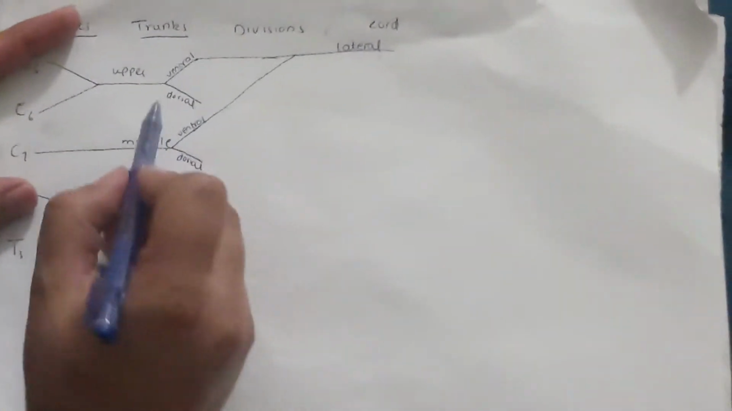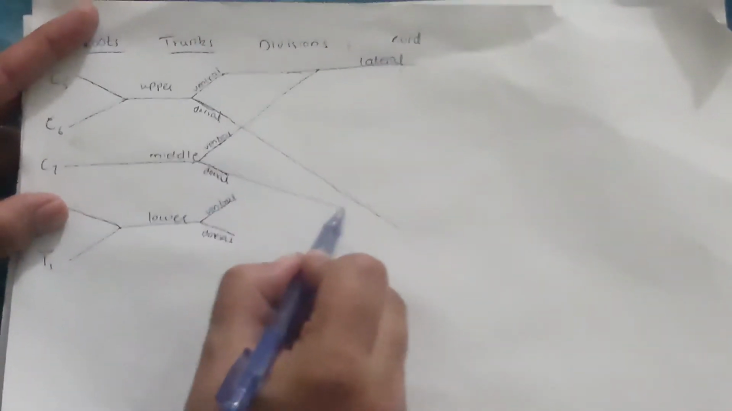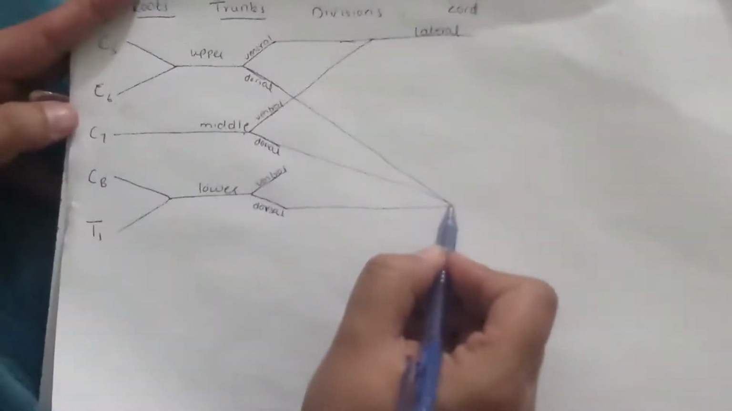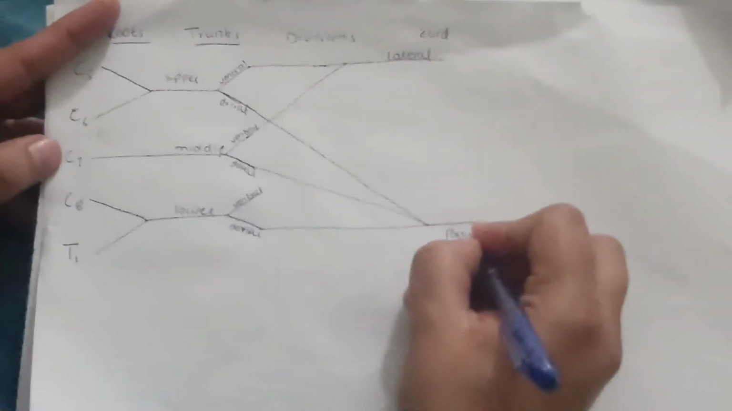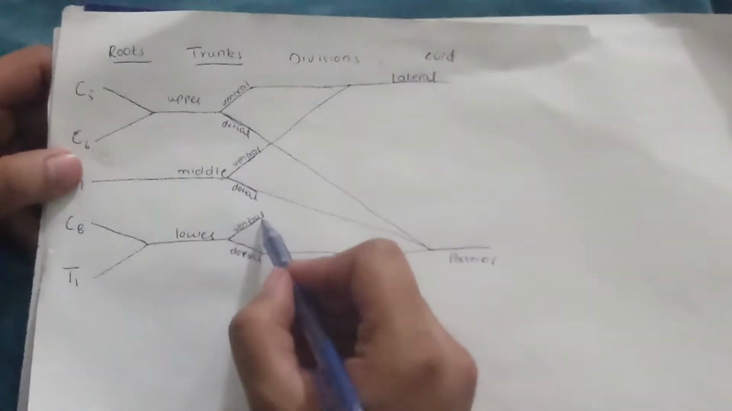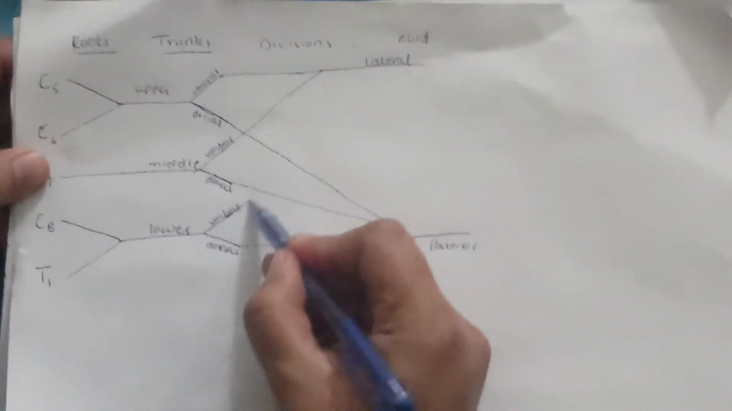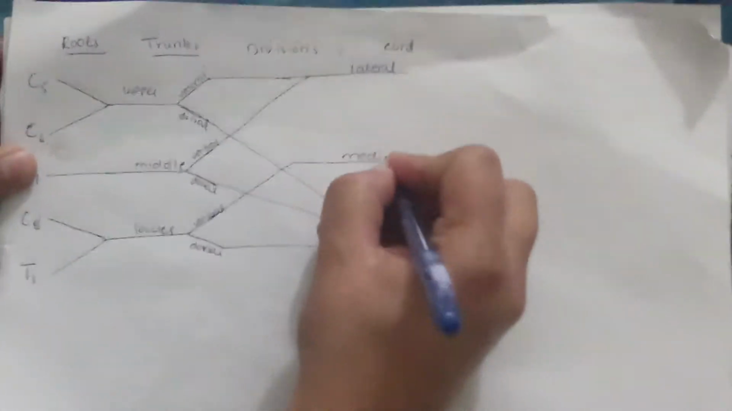Then dorsal division of all three trunks, means dorsal division of the upper trunk, dorsal division of the middle trunk and dorsal division of the lower trunk, will combine to form which cord? Yes, posterior cord. Now we are left with just one division, which is ventral division of the lower trunk. Now this ventral division will come into the middle and will form the medial cord.